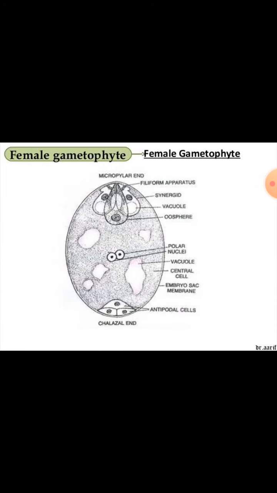In the upper part there are three cells, the egg apparatus with synergids. In the middle there are two polar nuclei, and in the lower part there are three antipodal cells. All the others degenerate except one, which functions as the female gamete in the embryo sac.